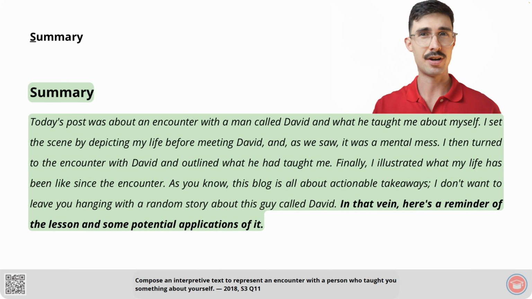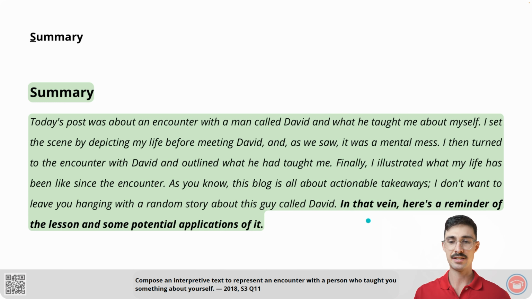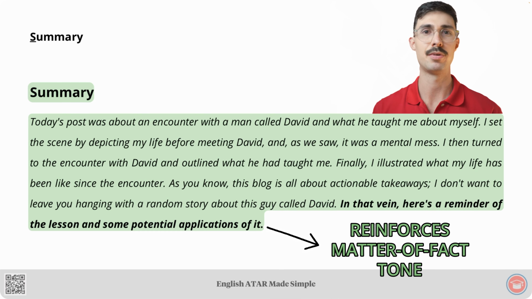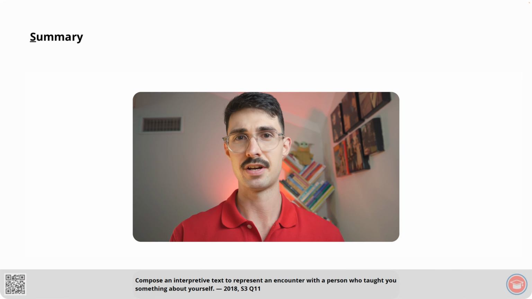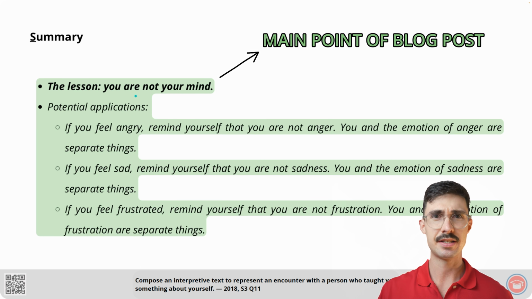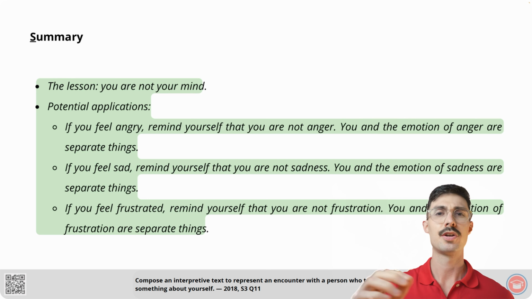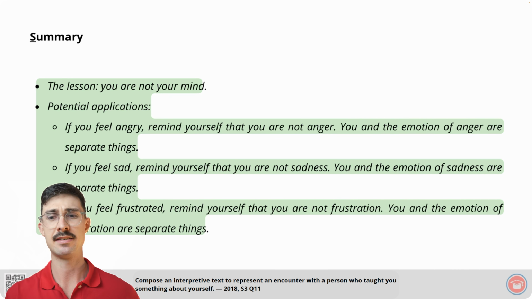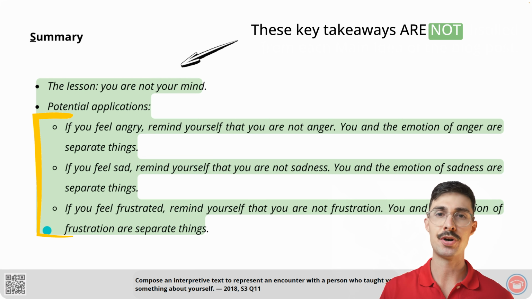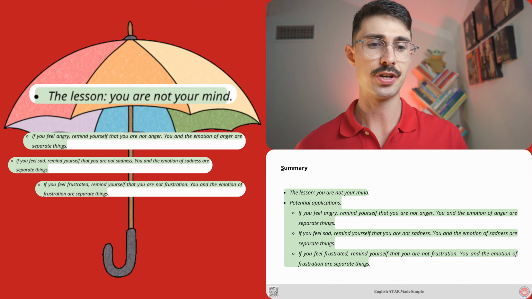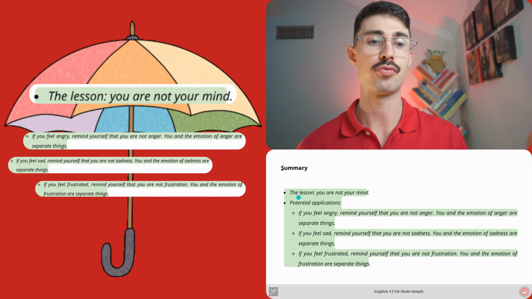Final part of this paragraph of the summary section. "In that vein, here's a reminder of the lesson and some potential applications of it." This sentence reinforces the straightforward and matter-of-fact tone of the post. Turning to the final paragraph of the summary section. This dot point articulates the crux of the entire blog post. After this first sentence, I turn to potential applications of this overarching lesson. Note how, unlike the key takeaways in example 1, these key takeaways are not distilled from each main idea of the blog post. Rather, my takeaways refer to potential applications of that umbrella lesson.